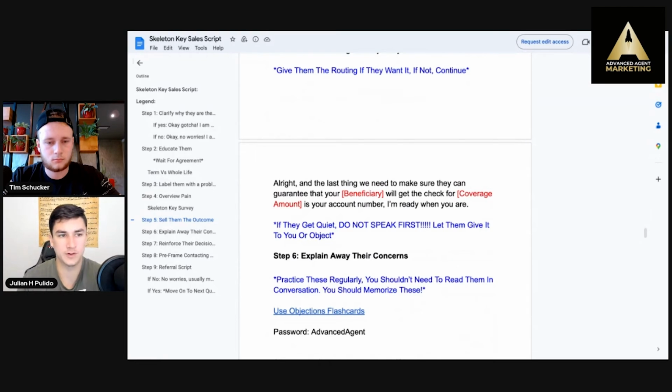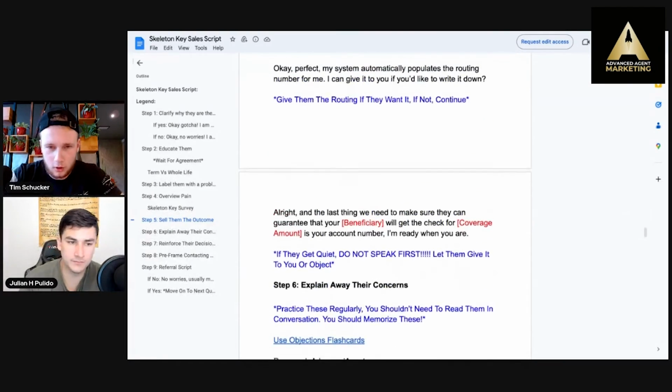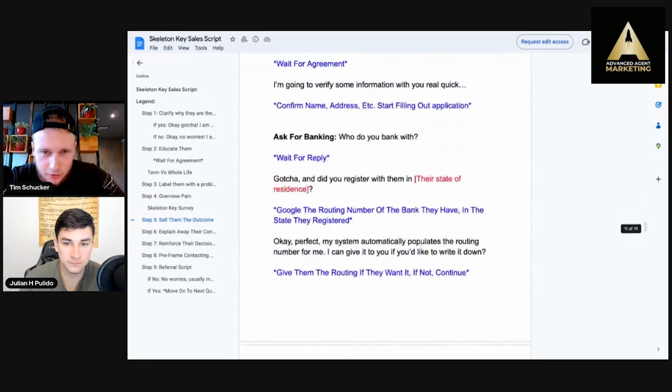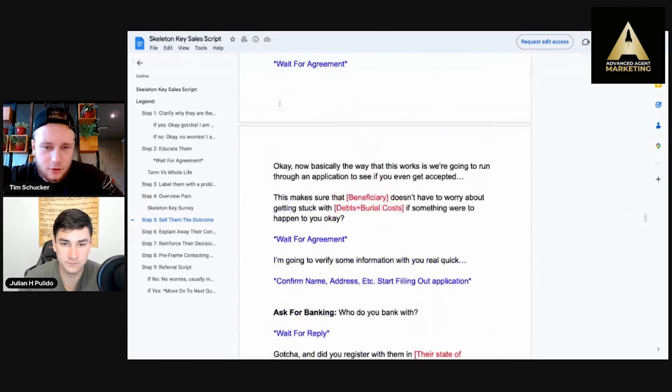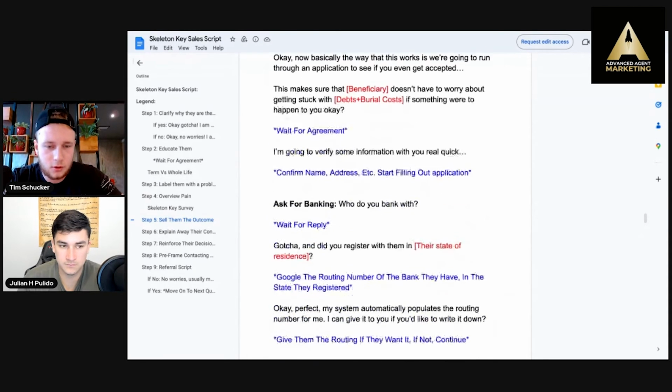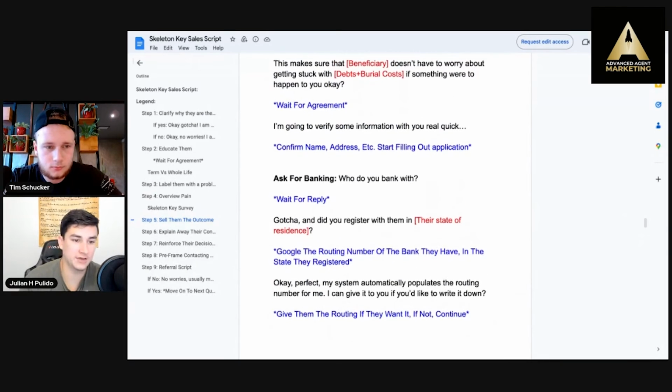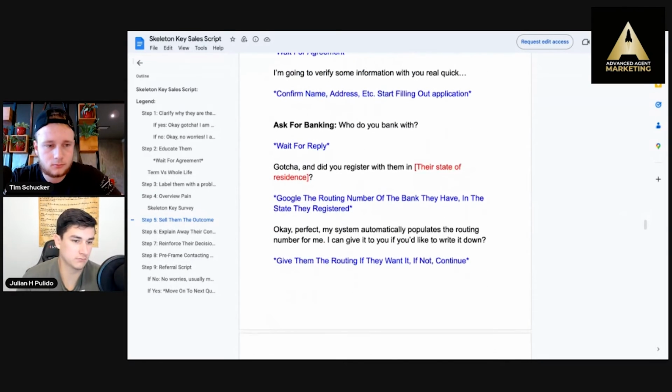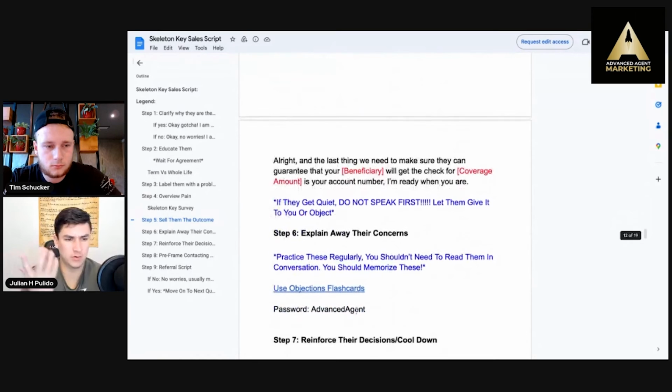Let's go to step 6 real quick. I wanted to add some context because I don't know if we mentioned this. After this step, when you go to verify information and you're confirming their name, that's you filling out the application. So you're basically assuming the close. It's an assumption, but you don't ask for the order. Obviously, based on what you've given them, they need this, so there's no reason you wouldn't.